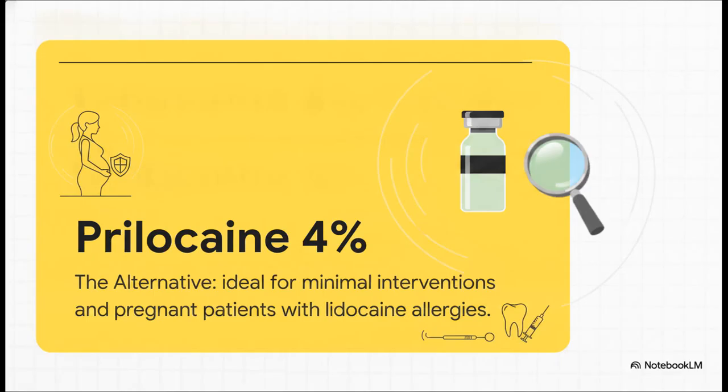Our final specialized agent occupies a very specific yet incredibly important niche in your clinical arsenal. You'll recognize it by a distinct black band on the vial. This is prilocaine 4%, what we call the alternative. It's great for minimal interventions and light, short procedures. But way more importantly, it is an absolute lifesaver for pregnant patients who present with a known lidocaine allergy. In that highly specific scenario, it is the indicated alternative path.